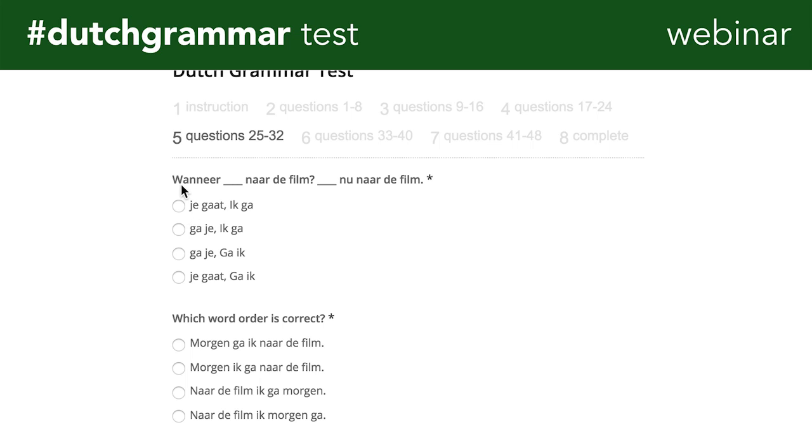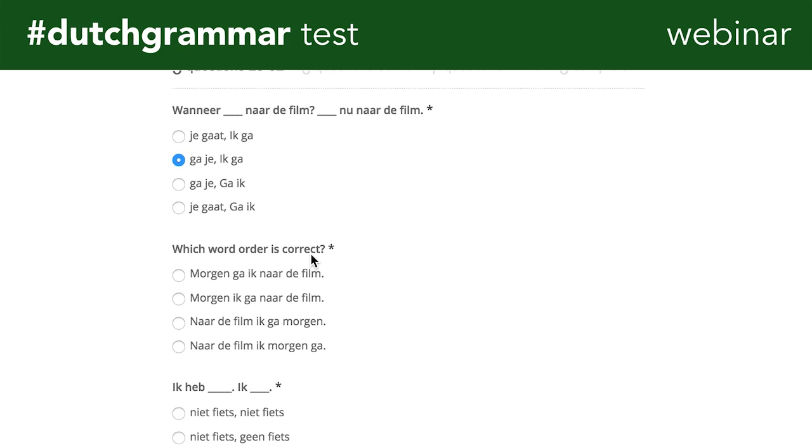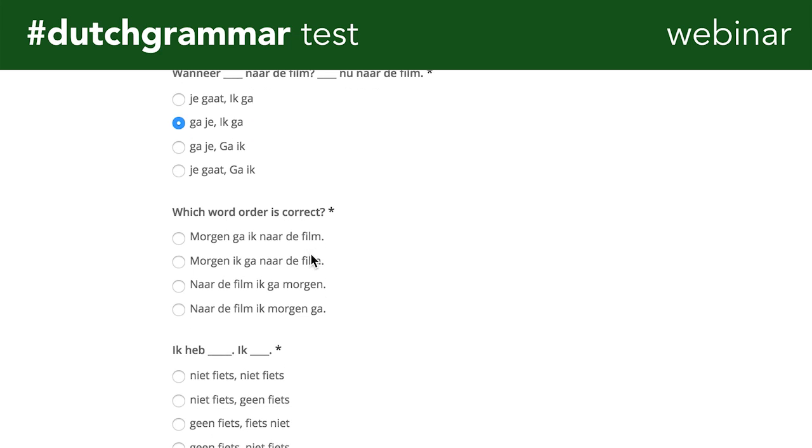Next page. We see a question and a normal sentence. With a question, we have inversion word order. Lesson 8. In a normal main clause, we have first the subject and then the verb. So, answer 2. Wanneer ga je naar de film? Ik ga nu naar de film.